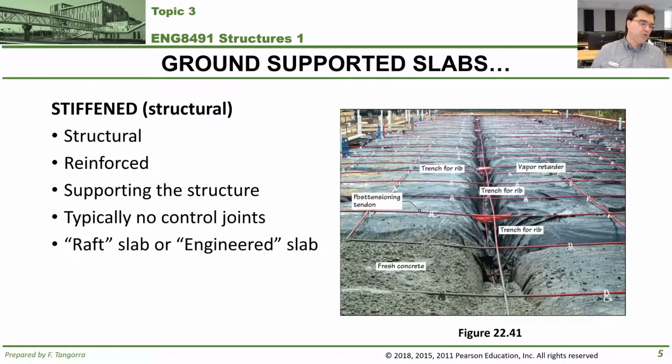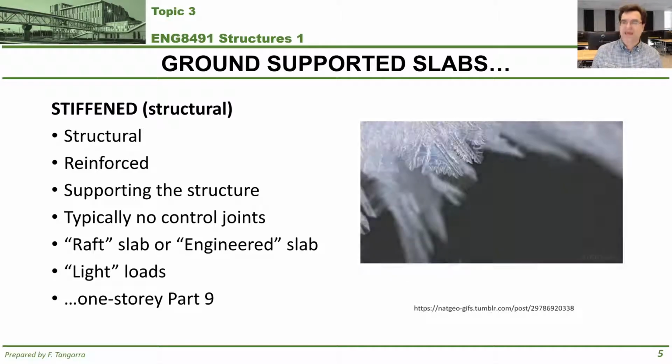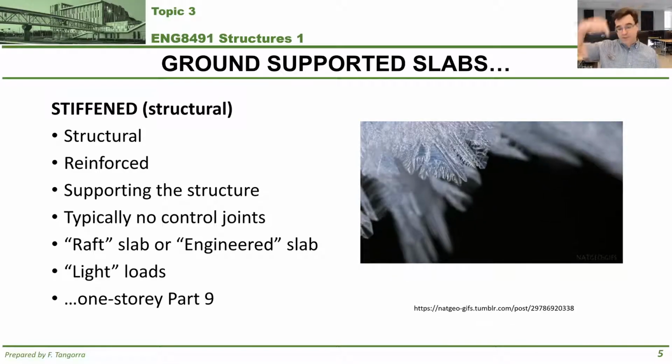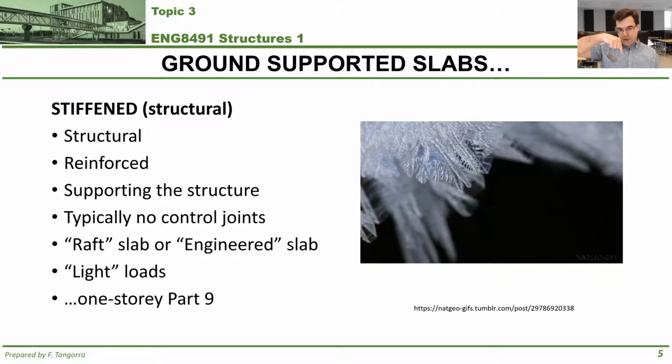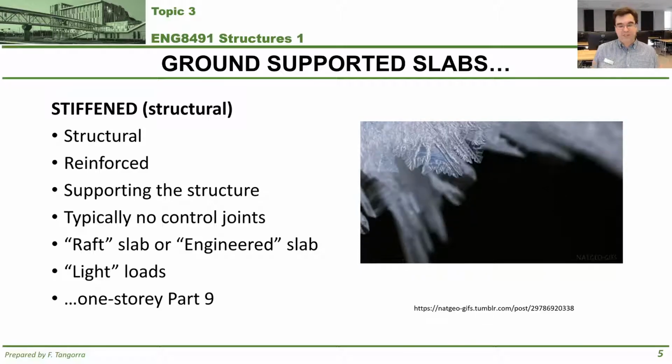Typically in Canadian construction, you'll hear them referred to as structural slab, raft slab, engineered slabs. And for the most part, in Canadian construction, they're used for light loads, okay? And by that I mean light loads associated with, say, a one-story Part 9 building. And the reason for that is because, again, in Canada, we have to deal with frost. So you have to build down enough to avoid the effects of frost on a building, right? On the footings and foundations, the lowest part of your structure.